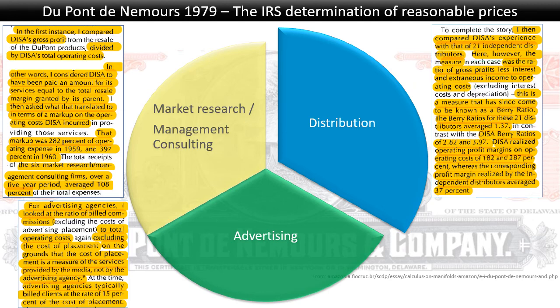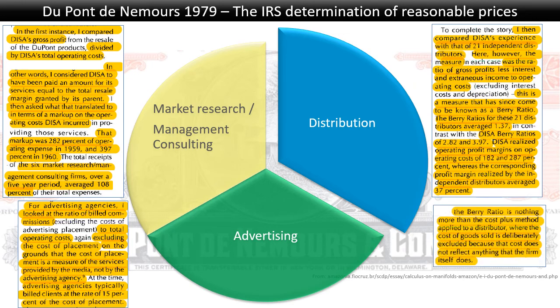In contrast, with the DISA Berry ratios of 2.82 and 3.97, right? DISA realized operating margins on operating costs of 182 and 287%, whereas the corresponding profit margin realized by the independent distributors averaged 37%. So it was almost 5 times to 8 times higher than the distributors.